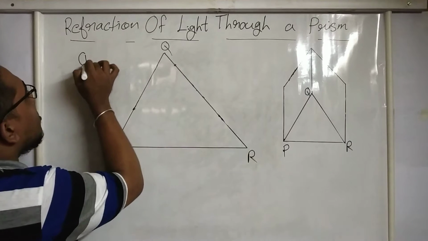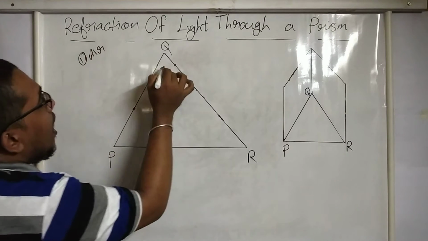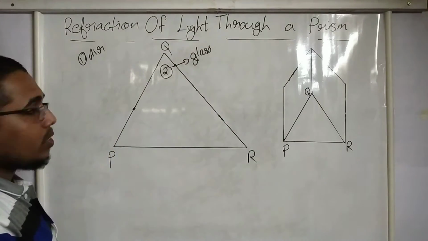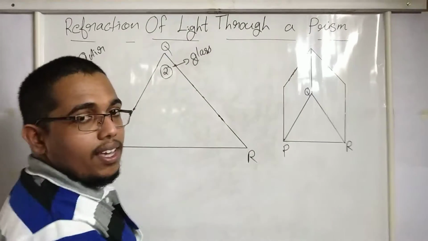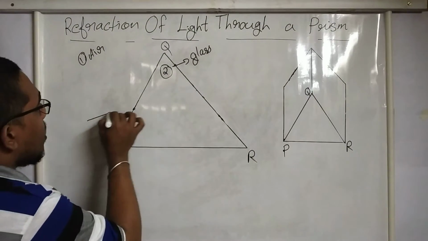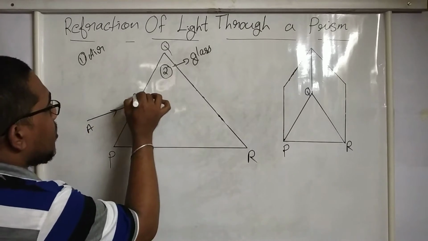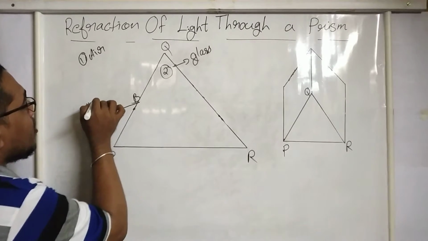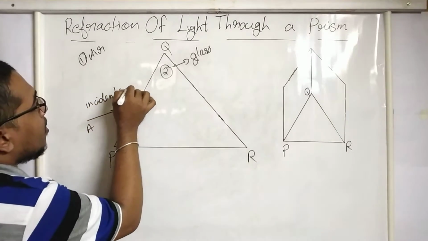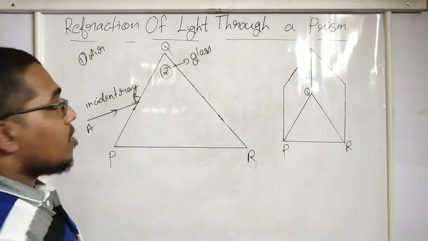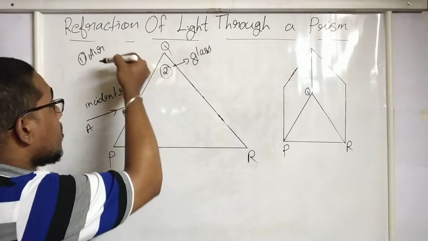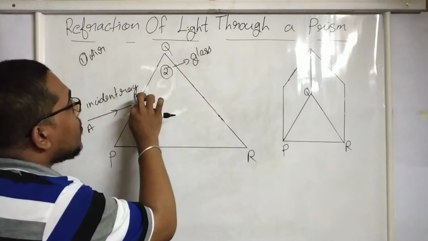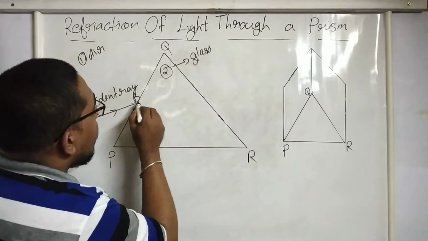So the first medium can be taken as what? Air. And the second medium, the prism itself, is made from glass. So air is the first medium, glass is the second medium. Imagine an incident ray AB coming from air. This ray AB is what we call the incident ray. It is coming from air and entering another medium called glass. So light is entering from one medium to another, and refraction will take place there.